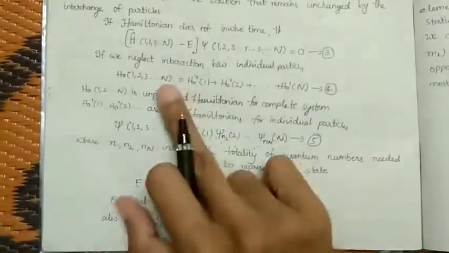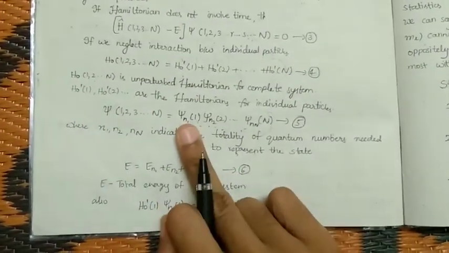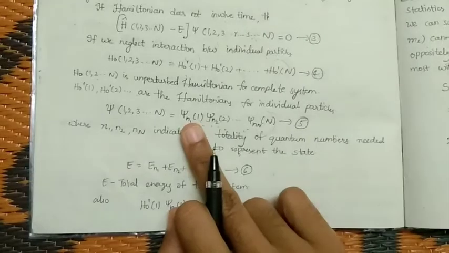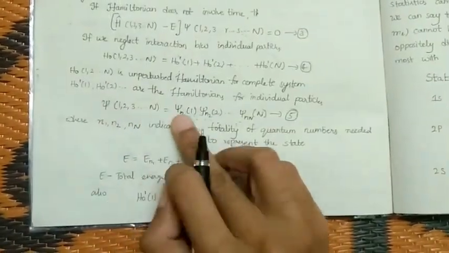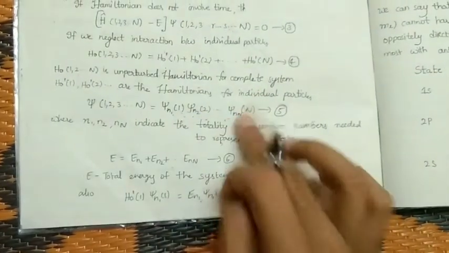So if the Hamiltonian could be expressed as a sum of the individual Hamiltonians, then the wave function can be represented as a product of individual wave functions. So that is the case. So xi of 1, 2, 3 and so on could be written as xi of 1 into xi of 2 into xi of and so on, xi of n.